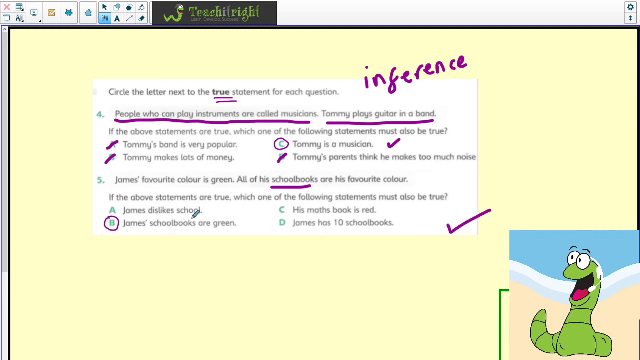James dislikes school. He may do, but it doesn't mention that in the text. His maths book is red. Might be, but it doesn't mention it in the text. And James has 10 school books. Again, he might do, but it doesn't talk about that in those questions at all.